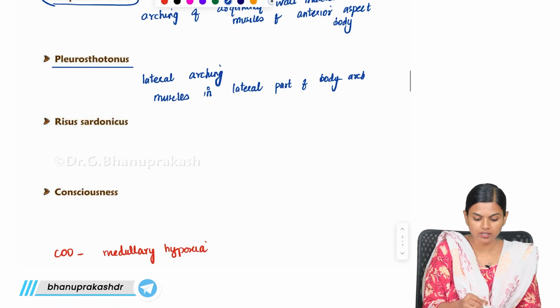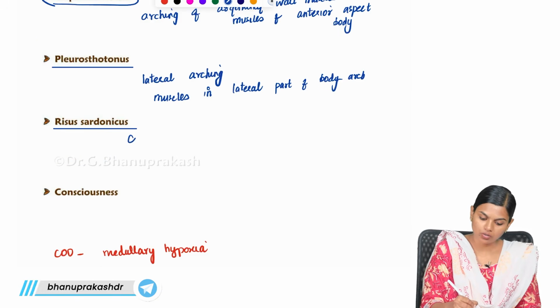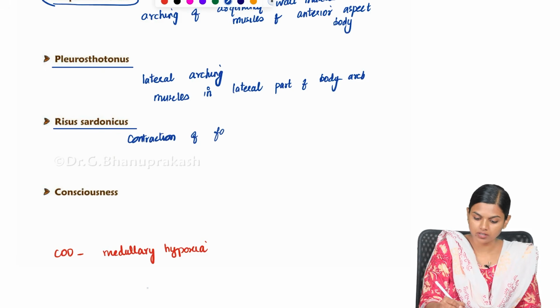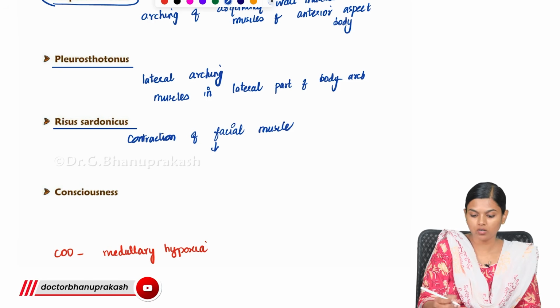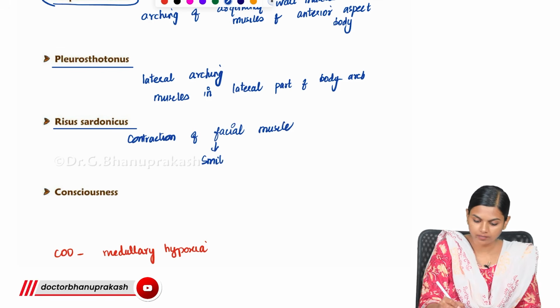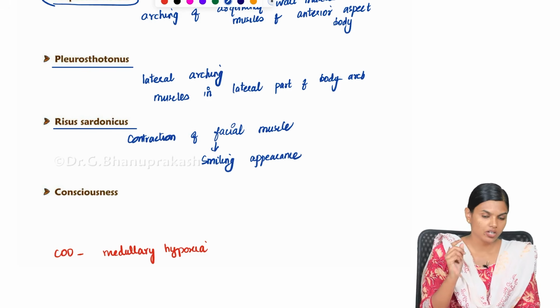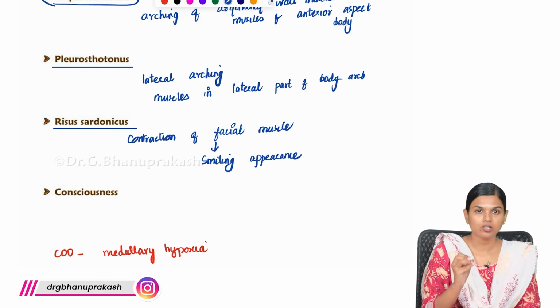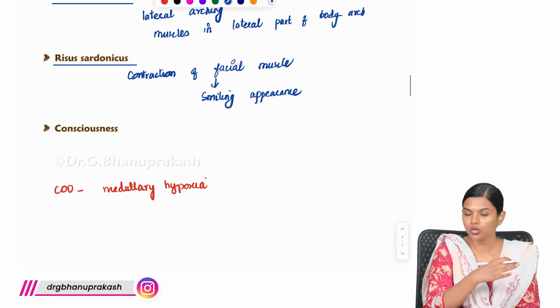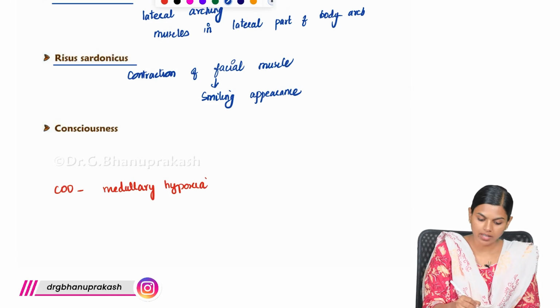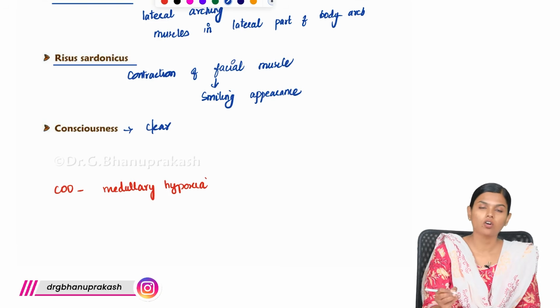And next is Risus Sardonicus. This is due to contraction of facial muscles. You will have the facial muscle contraction, and this will look like a smiling appearance. So they will look like they are smiling, but this is mainly happening due to contraction of the facial muscles, and this is known as Risus Sardonicus. And throughout all these, they will have clear consciousness.